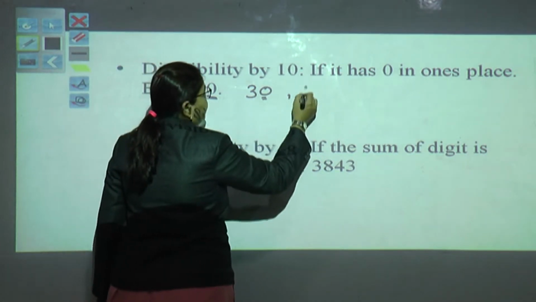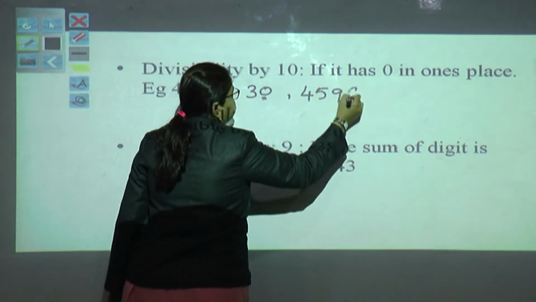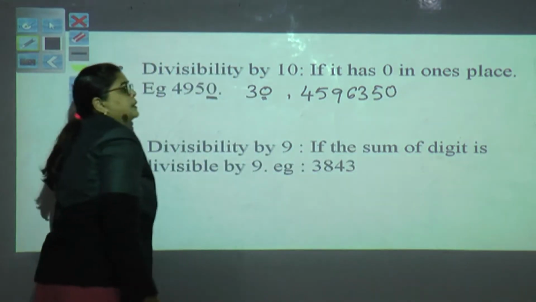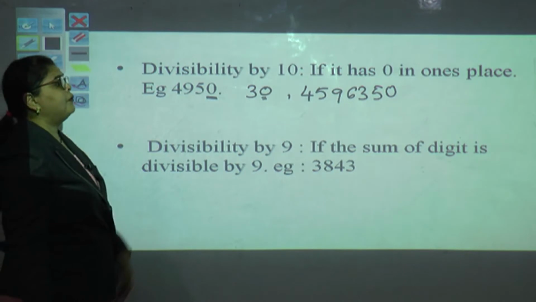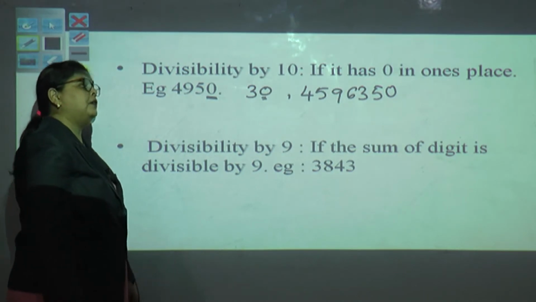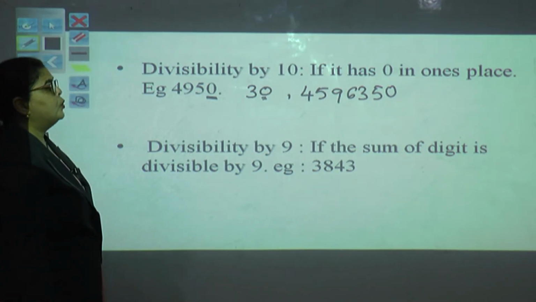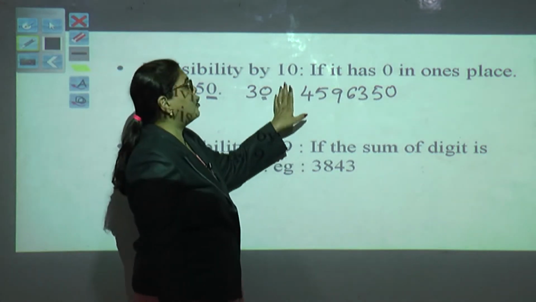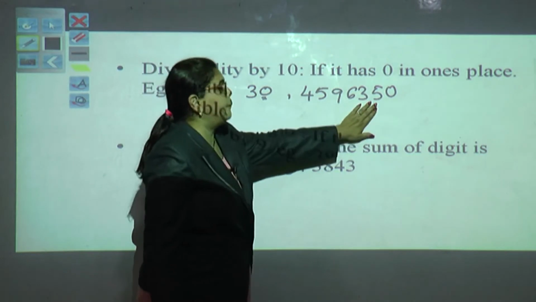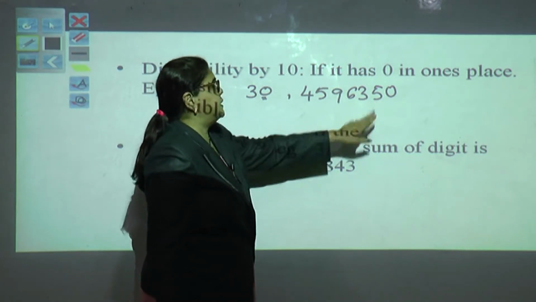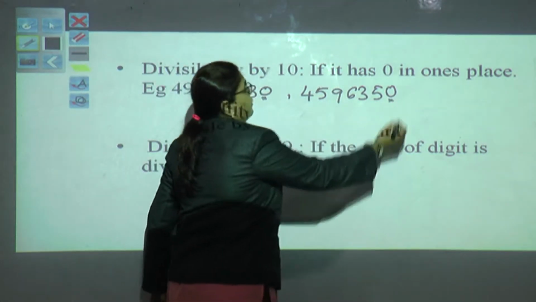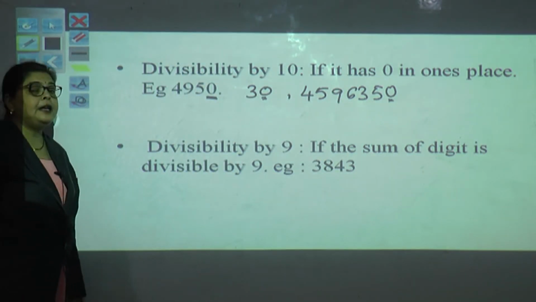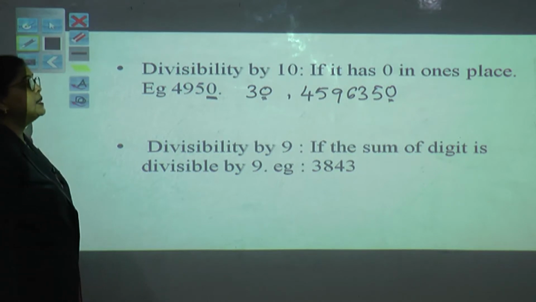Suppose it is a large number. Can we find out whether this number is divisible by 10, giving a remainder of 0? Don't worry, we know the divisibility rule, so we have to recall that rule and apply it. We can find out, yes, in the ones place we have a 0, so this number can be divided by 10 giving a remainder of 0.